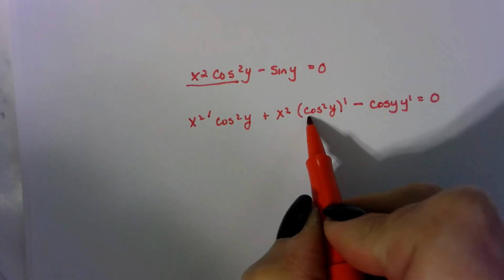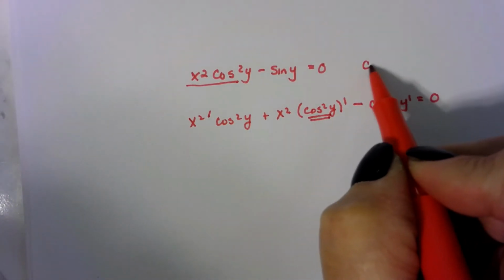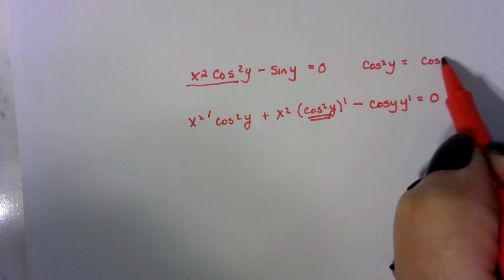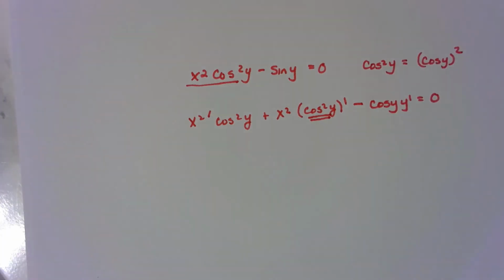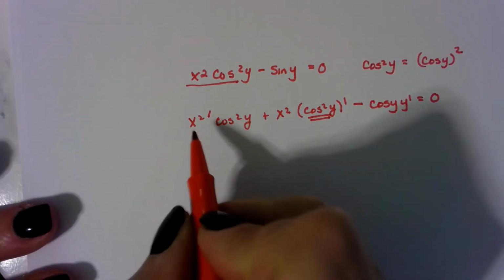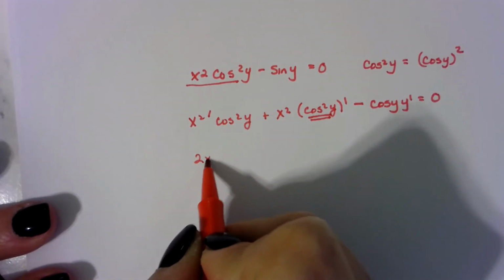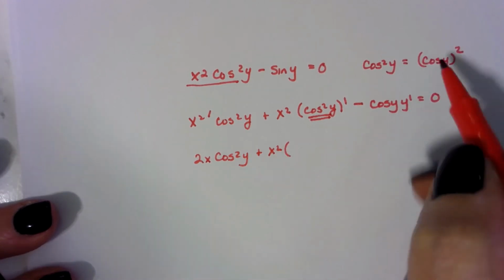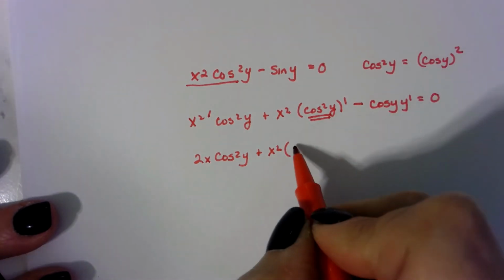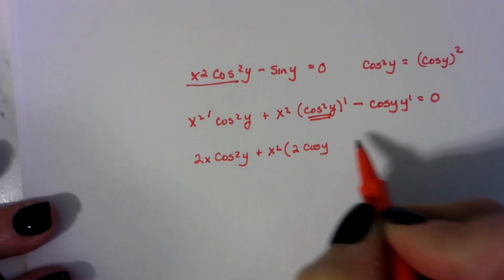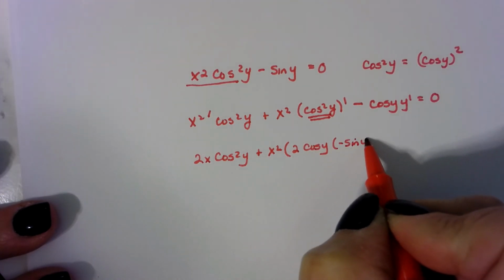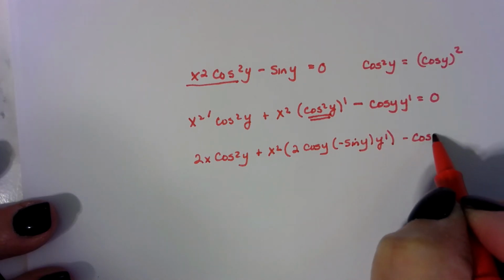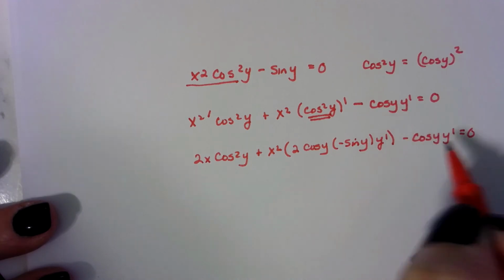Now remember, I'm going to rewrite this further because the cosine squared of anything, x, y, whatever, we can write as the cosine of y, quantity squared, because we need to use chain rule, and so that's going to make it easier. So I'm going to take the derivative here. We get 2x times cosine squared of y plus x squared. Now if I take the derivative using chain here, I'm going to have 2 recomposed with the inside times the derivative of the inside, times y prime, minus cos y prime equals 0. So I'm just bringing that down.